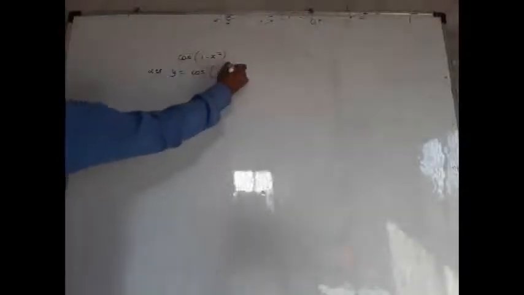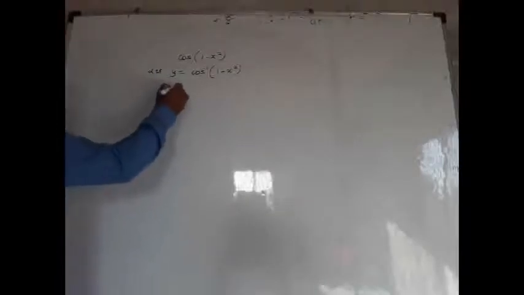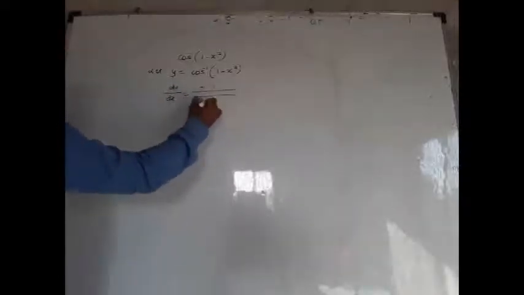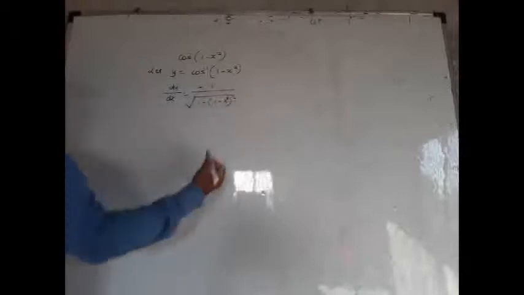Next question is cos inverse of 1 minus x square. Let y is equal to cos inverse of 1 minus x square. We are going to differentiate. dy by dx is minus 1 upon under root of 1 minus (x square) whole bracket square. What is the derivative of cos inverse of x? Minus 1 upon under root of 1 minus x square. What is this?